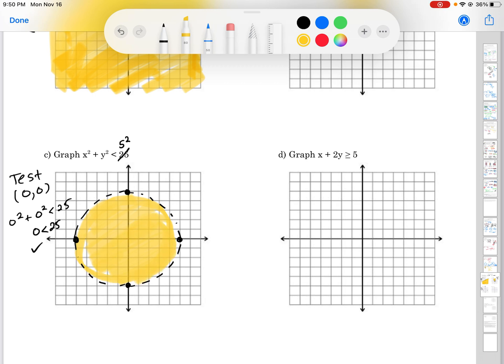So inside the circle are my solutions. And then with the next one, this is linear. We see there's no exponents going on here, so we should get y by itself. That's probably the easiest way to do this. Certainly you could try to get intercepts, but you're going to get some fractions.